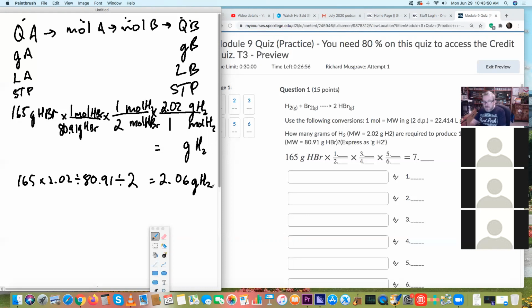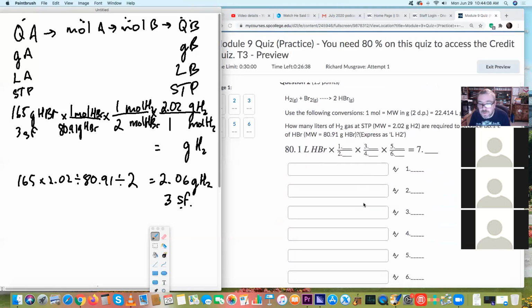Number of sig figs, this is going to be 3 sig figs over here. So I end up with 3 sig figs in my final answer as well. Okay, any questions about that? Any questions?